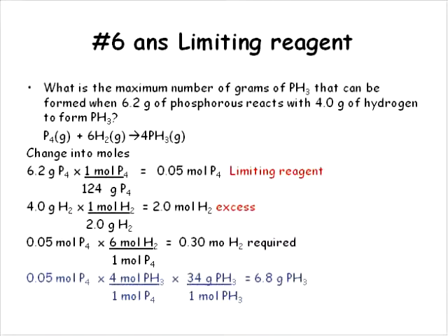Okay, let's take a look at the answer. First thing we do is change it into moles. We have 6.2 grams of phosphorus, P4, and 1 mole of phosphorus, P4, is equal to 124 grams of P4.